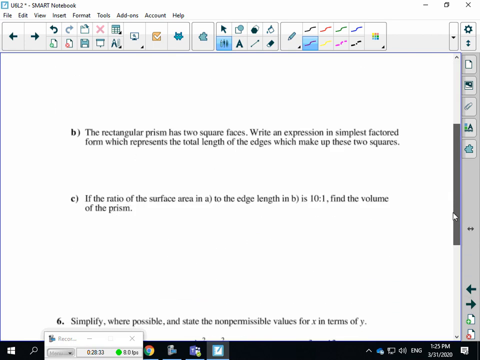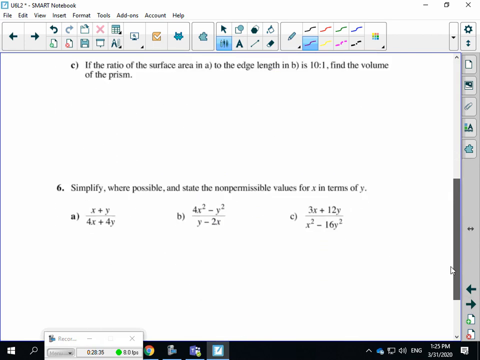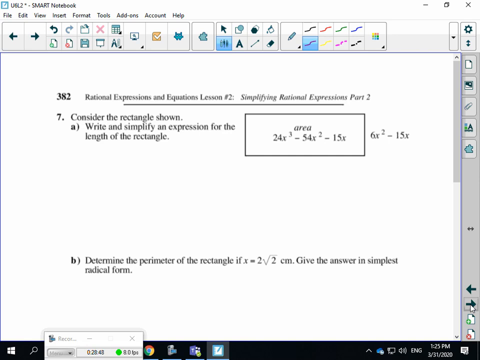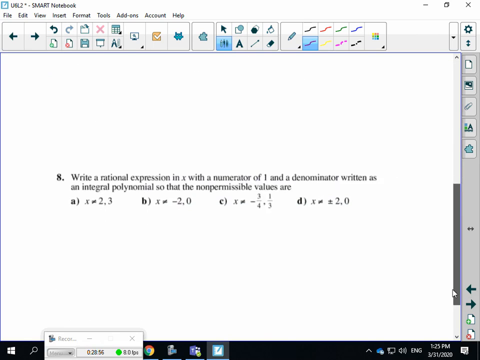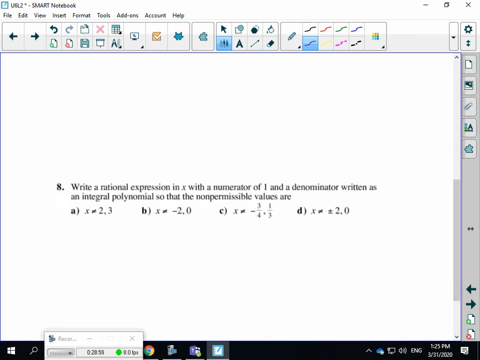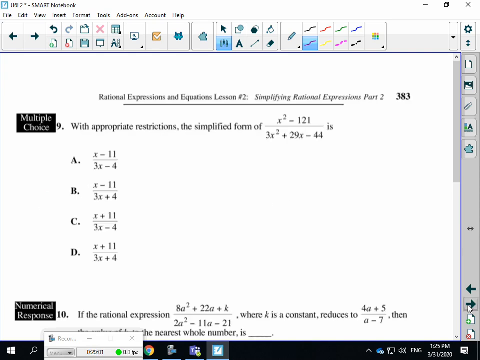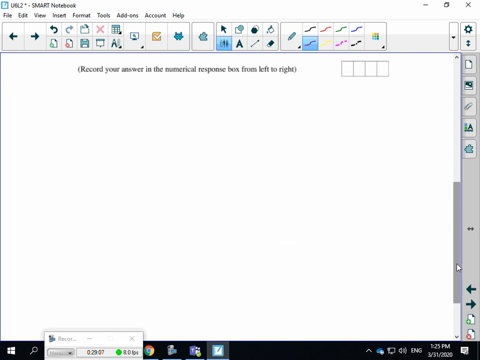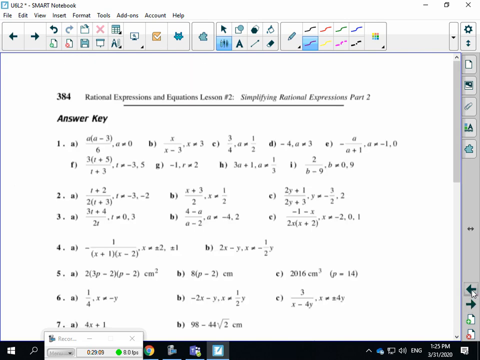Make sure that you can do number 5. You're practicing that one. And then number 6, this would be a great one to do as well, because this is having 2 variables. And remember, they want you to state the NPVs for x in terms of y. And then number 7, we're not going to worry about number 7 here. And then number 8, we're not going to worry about number 8. And then we can do number 9, and we can do number 10. And that's the end of the homework assignment.